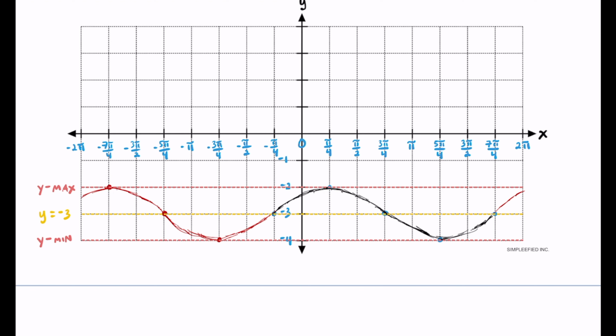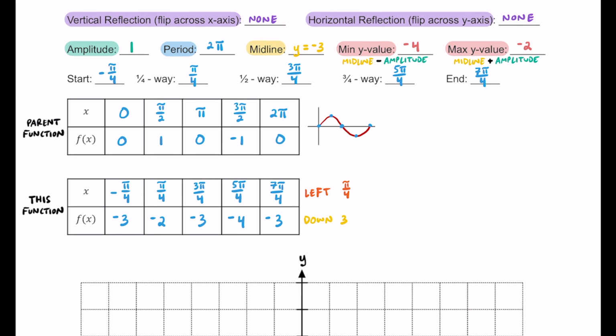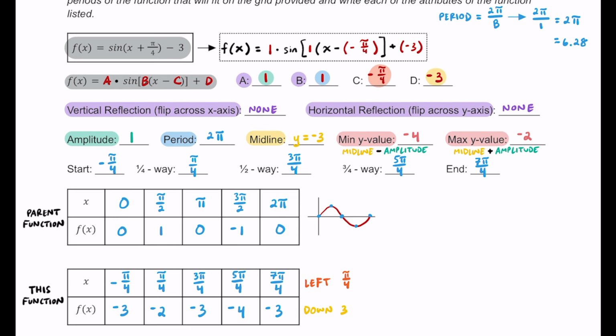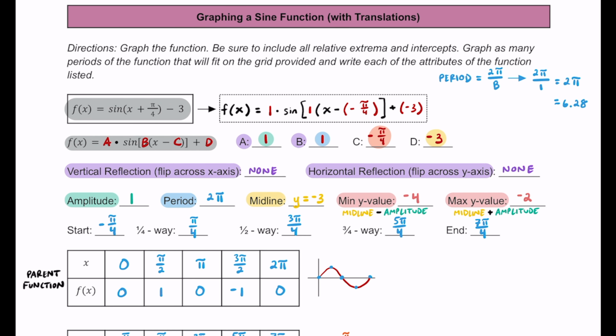Finally, keep in mind that our amplitude was 1, so going from that midline, you can see that we do go 1 above that midline and 1 below that midline, so that lets us know that our amplitude makes sense here as well. So there you have an example of graphing a sine function that has some translations. In this particular sine function, we had basically a horizontal translation of pi over 4 units and then a vertical translation of 3 units. So we just shifted it left and right and up and down.